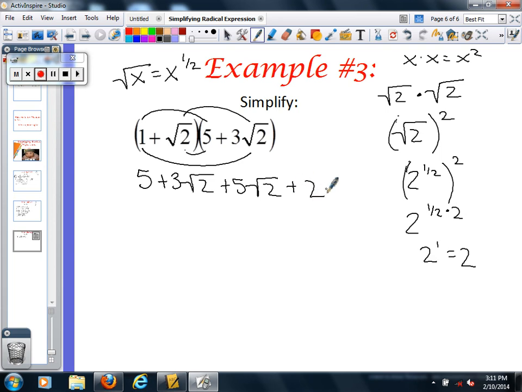Now you combine your like terms. 5 and 3 is 8 square root of 2. 5 plus 2 is 7. And there's my simplified form of 1 plus the square root of 2 times 5 plus 3 square roots of 2.